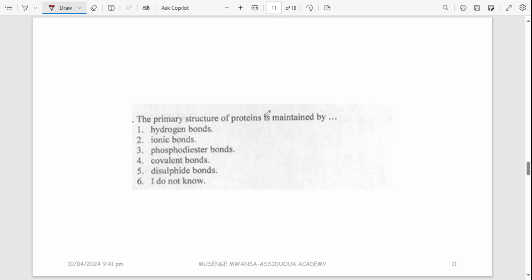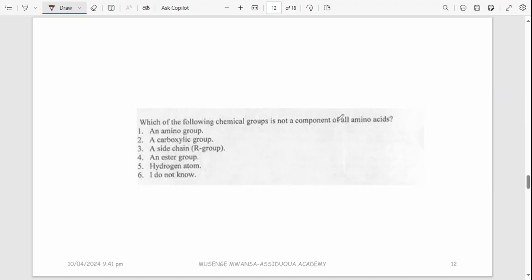The primary structure of protein is maintained by, so we had mentioned, not hydrogen bonds, not ionic, not phosphodiester, not disulfide. It's actually covalent bonds, and we call these covalent bonds peptide bonds. Peptide bonds are a special type of covalent bonds. Which of the following chemical groups is not a component of all amino acids? The amino group is a component, the carboxylic group is a component, the R group is a component, hydrogen is, but not an ester group. So that's the answer.